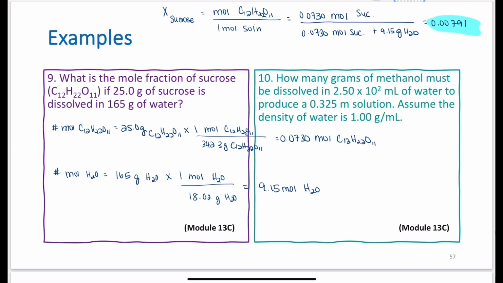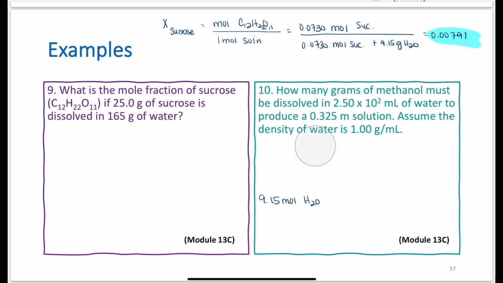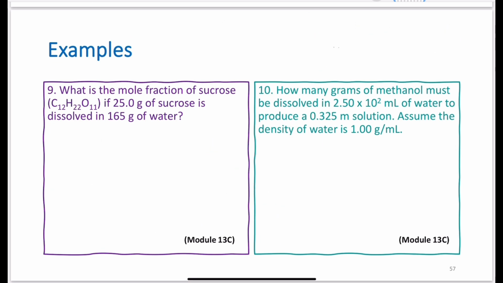If you need this, please pause the video and write it down because I'm about to erase all of that for you. Number 10. How many grams of methanol must be dissolved in 2.50 times 10 to the second mL of water to produce a 0.325 molal solution? So the density of water is 1 gram per mL.